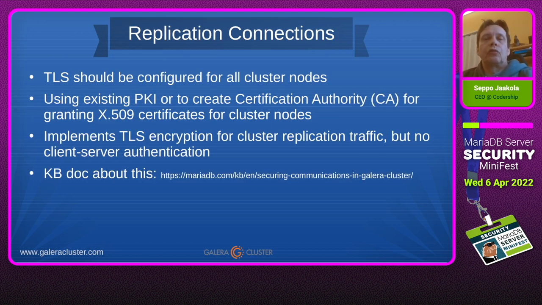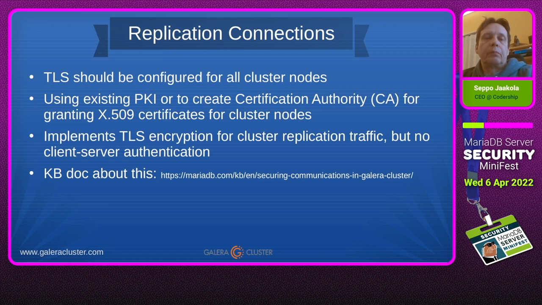Then replication connections, so connections between nodes. The recommendation is to always use TLS for these connections, and this actually happens to be the default now also in MariaDB Enterprise versions, probably coming to community as well. For establishing TLS in replication connections, it's based on X509 certificates, and you need to get these certificates for all the nodes in the cluster. So if you have a readily available public key infrastructure, you can use a certificate authority from there. And if you don't have it or don't want to use it, you can always create a so-called mini CA for the cluster itself, and then copy this mini CA certificate to all the cluster nodes. This is quite a common way to configure TLS for Galera clustering.